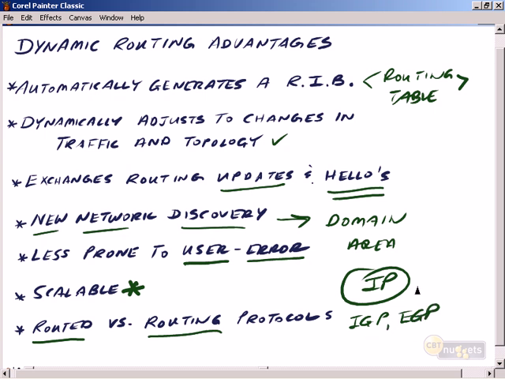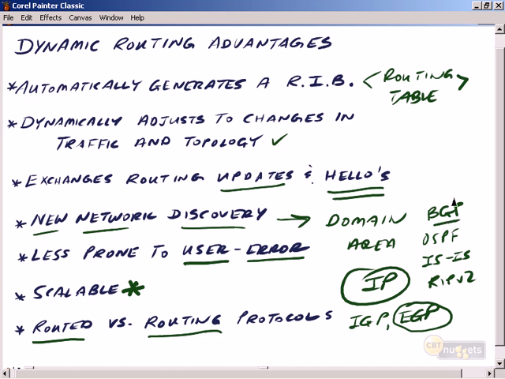The three primary interior gateway protocols, or inside of a domain or inside of an area, are going to be OSPF, which is really the king, ISIS, and RIP, specifically RIP version 2. The only EGP, or exterior gateway protocol, that we're really concerned with is BGP, Border Gateway Protocol.